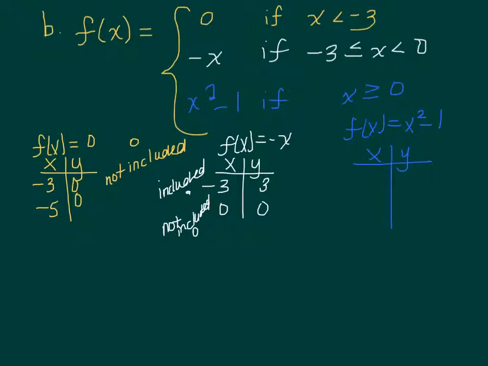And I'm going to start with 0. This will be included, so it'll have a closed circle. Then I'm going to pick something larger, 1 and 2. Remember, parabolas have to have 3 x values, at least. And if I plug in 0, I'll get -1. If I plug in 1, I'll get 0. If I plug in 2, I will get 3. So now let's graph.